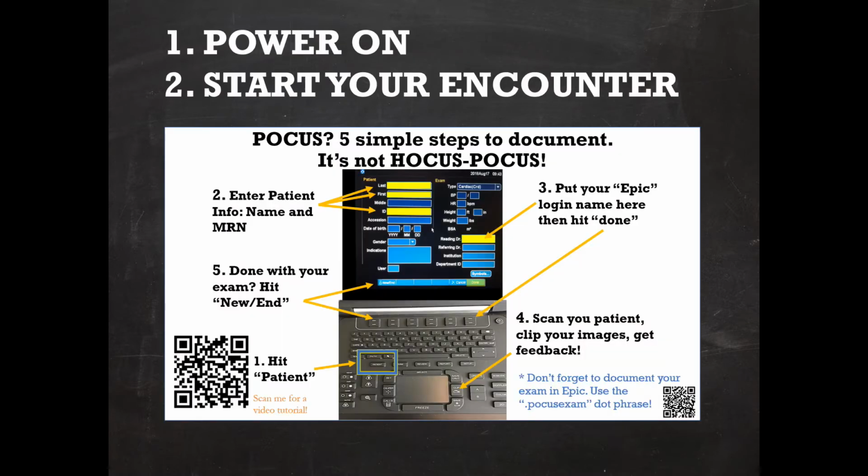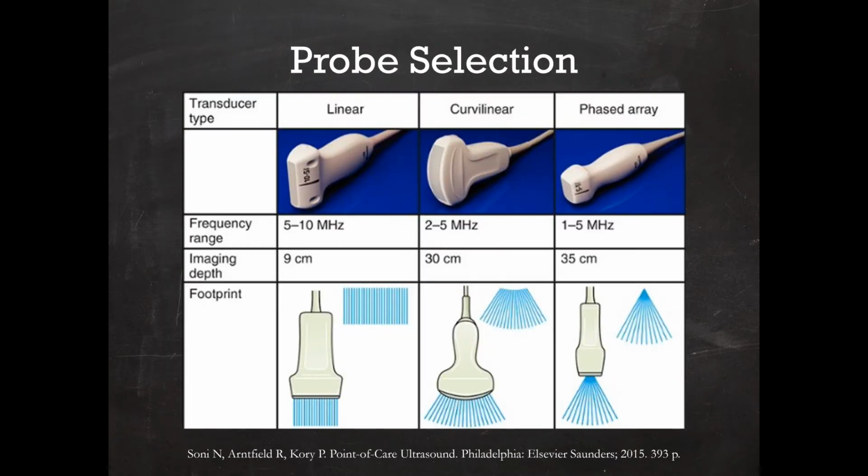First things first, let's just make sure you set yourself up for success. Power on your machine and start your encounter. Enter the patient information so you can be sure to save your images. When you're scanning the lungs, you can really use any probe. The key here is that it depends on what structure you're most interested in.